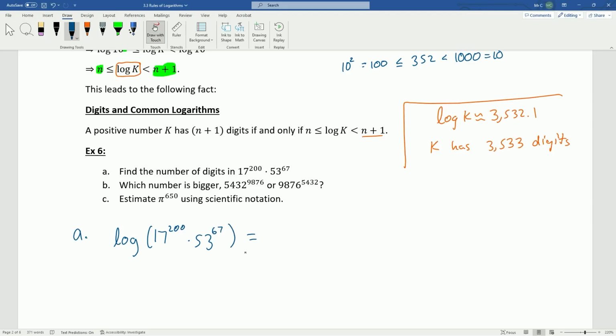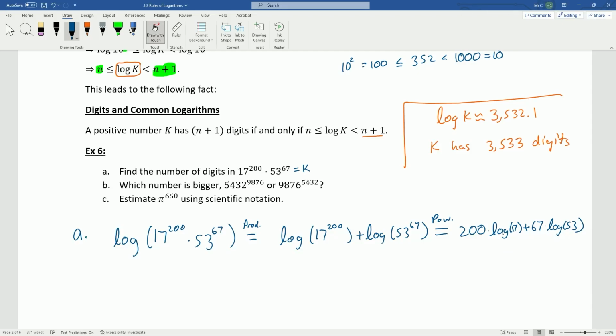So I'm looking here at log of k. This is my k. So this is log of k. And what I'm going to do is first use my product property to split this up into log of 17 to the 200 plus log of 53 to the 67. And then I'm going to use my power property to write this as 200 times log of 17 plus 67 times log of 53.